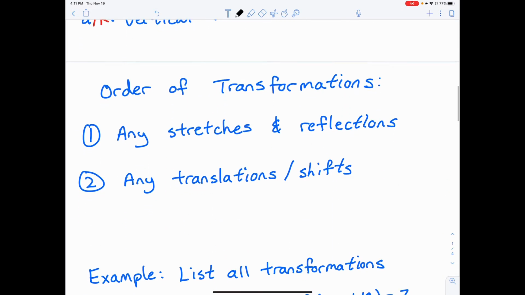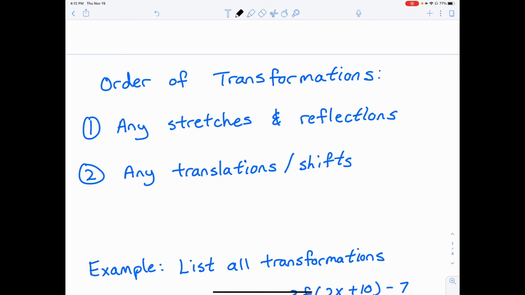Now, the order of transformations is important because if you do them in the wrong order, then you'll get a totally different graph, potentially the wrong graph. So you have to make sure you follow these rules. So step number one, you can always do stretches and reflections first. It doesn't matter which one, as they're seen at the same level. And then lastly, you would then do your translations or your shifts. Okay, so always remember to do your translations and shifts last.